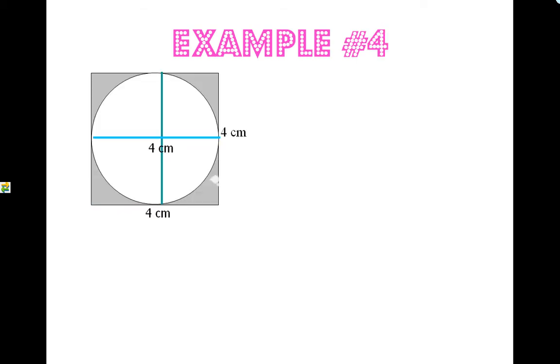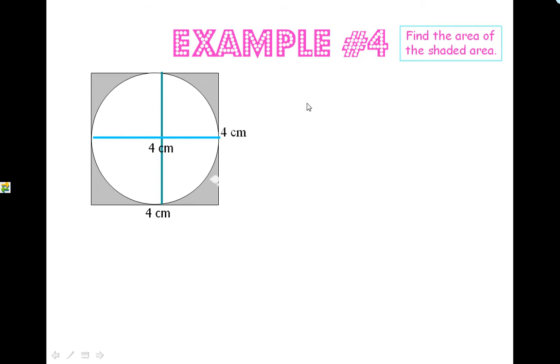Example number 4. This one's going to be slightly different. You're going to find the area of the shaded area. So you do not want to find the area of the circle. You are going to need the area of the circle, but all you're looking at is this shaded area here. You're trying to find the area of that. Well, how do you do that?